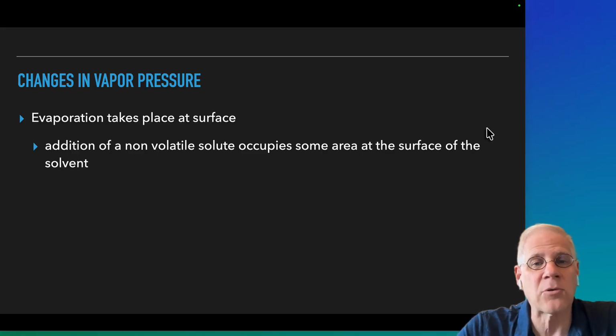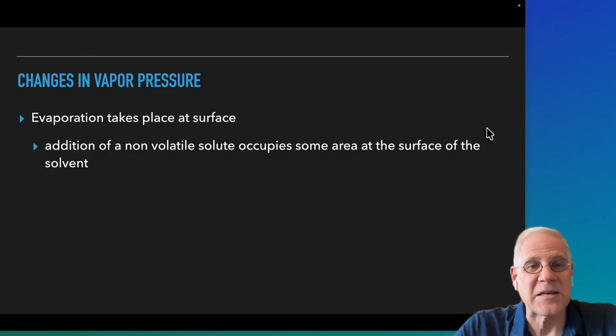And so there's now not as many spaces on the surface of the solvent for solvent molecules to evaporate from. And so if, let's say, you have a solution that is 10% solute particles, well, they're going to occupy 10% of the surface area, and you're going to have 10% less space for solvent molecules to evaporate from. So you would expect your vapor pressure to be 10% less.